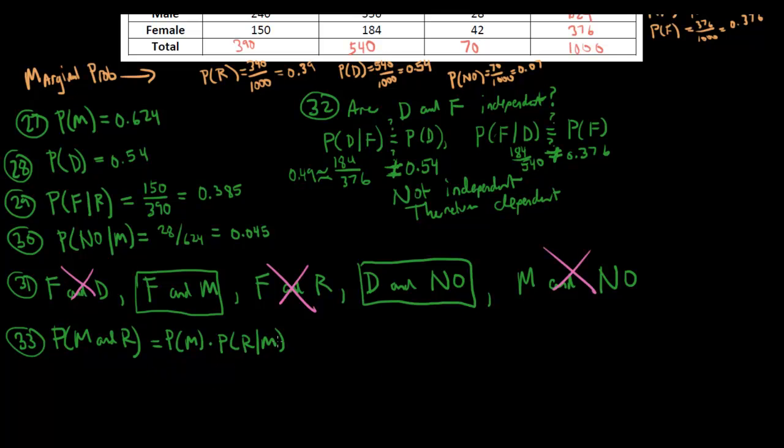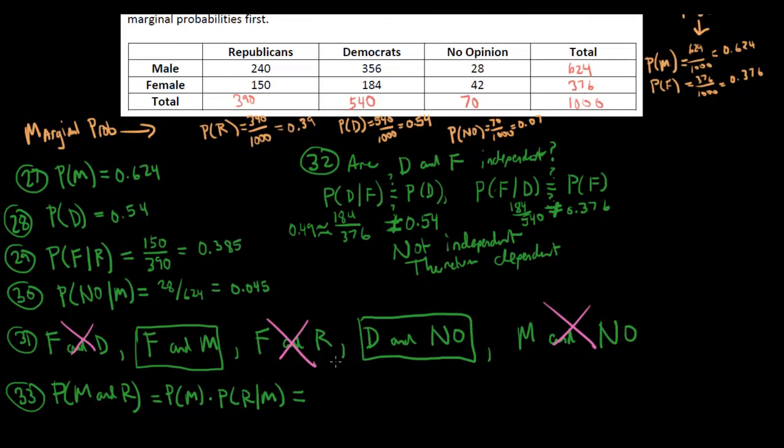Now, I could tell you these two events are not going to be independent. We could check just like we did at number 32. But it's just to save some time to go ahead and do this. So what we have to do here is multiply the marginal probability of being male, which is 0.624, times the conditional probability of Republican given male.